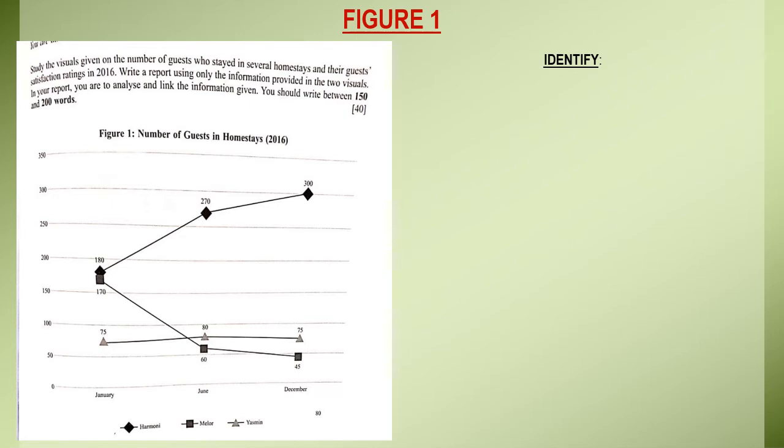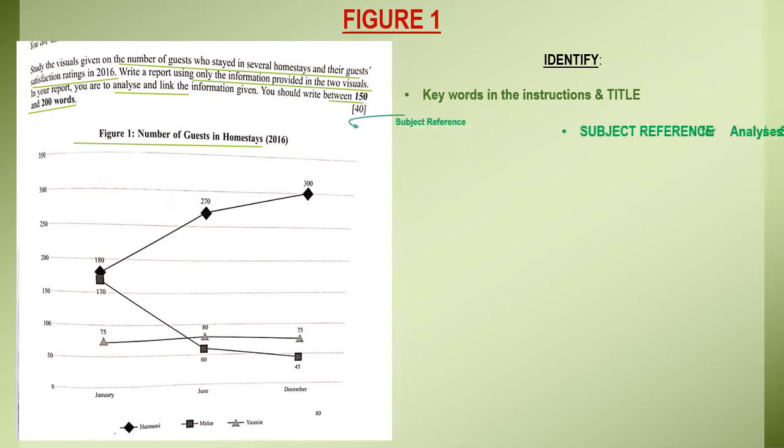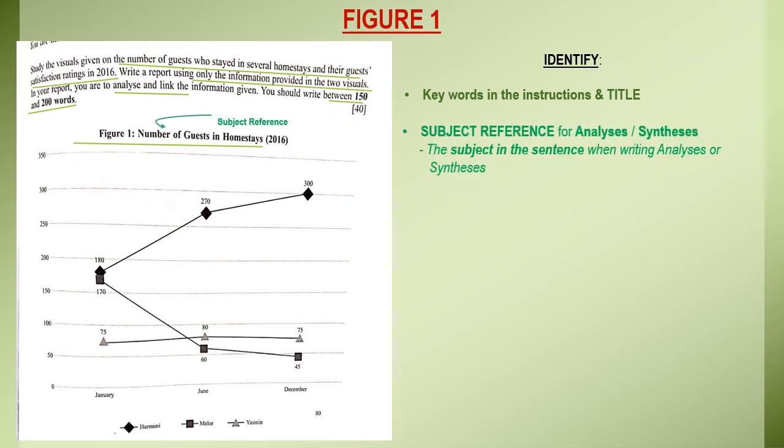Let's start with the first visual, Figure 1. First, you should read and identify the keywords in the instructions and title. Next is to look for the subject reference. You will use this as the subject of your sentence when you write the analysis or synthesis. Look for keywords like number of, amount of, or size of, etc.